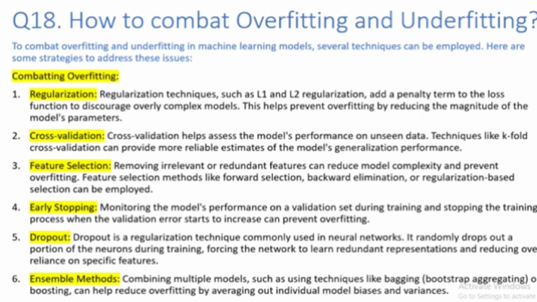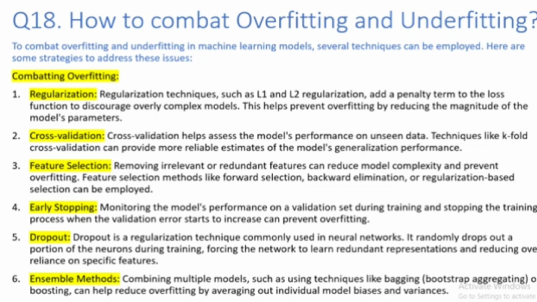discourage overly complex models. This helps prevent overfitting by reducing the magnitude of the model's parameters. Number 2. Cross-validation. Cross-validation helps assess the model's performance on unseen data. Techniques like k-fold cross-validation can provide more reliable estimates of the model's generalization performance.